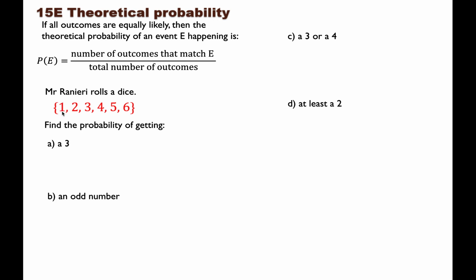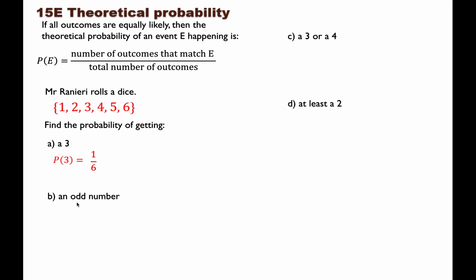If this happens, did I get a 3? No. If this happens, did I get a 3? No. If this happens, did I get a 3? Yes! In fact, that's the only way that I could get a 3. So the probability of getting a 3, this event, is there is one outcome that matches the event divided by the total number of outcomes, which is 1, 2, 3, 4, 5, 6. There are 6 outcomes. So the probability of this event happening is 1 out of 6.